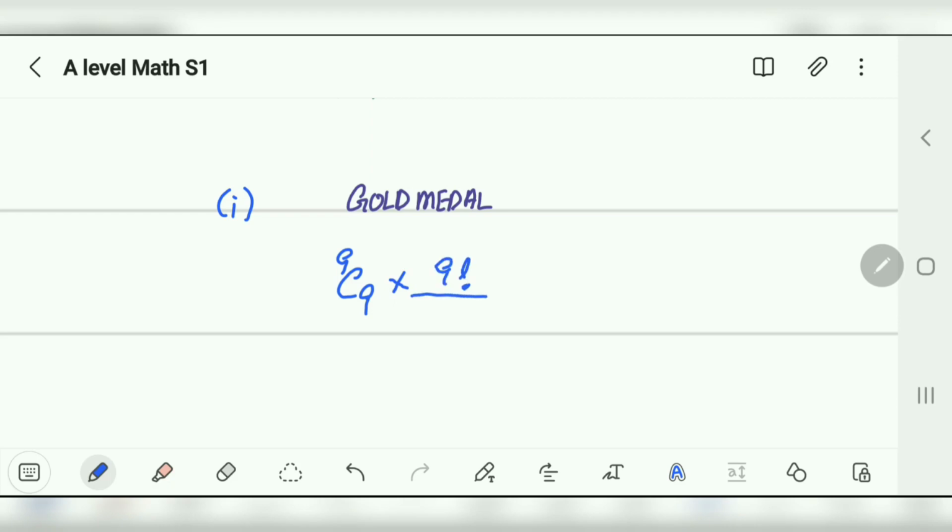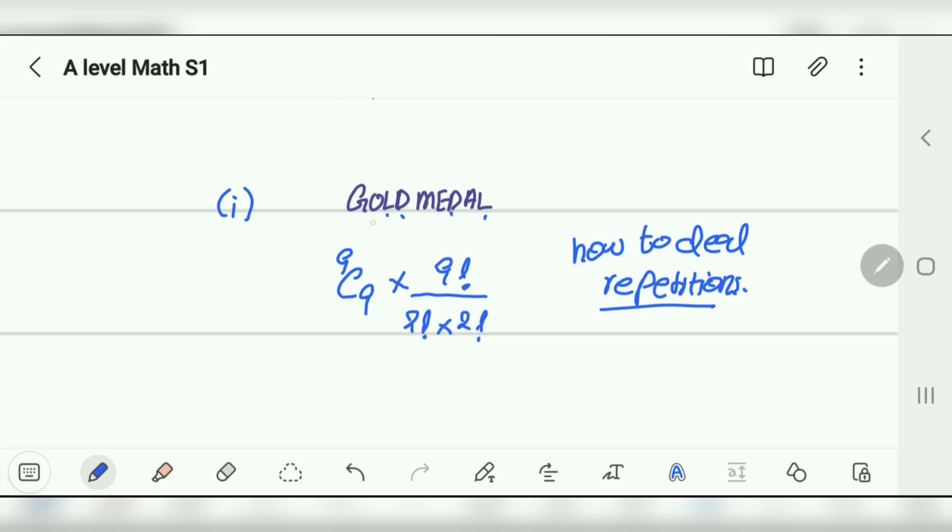Okay, now we need to understand how to deal with repetitions. Whenever there is a repetition, we try to divide it. So 9 factorial upon L is repeated 2 times, so 2 factorial, and D is also repeated 2 times, so multiply by 2 factorial. And there are no more repetitions. So this is how you deal with repetitions. Whenever there's repetition of 3 or 4, you just divide by 3 factorial and multiply, like that. Okay, so yeah, this is the answer.